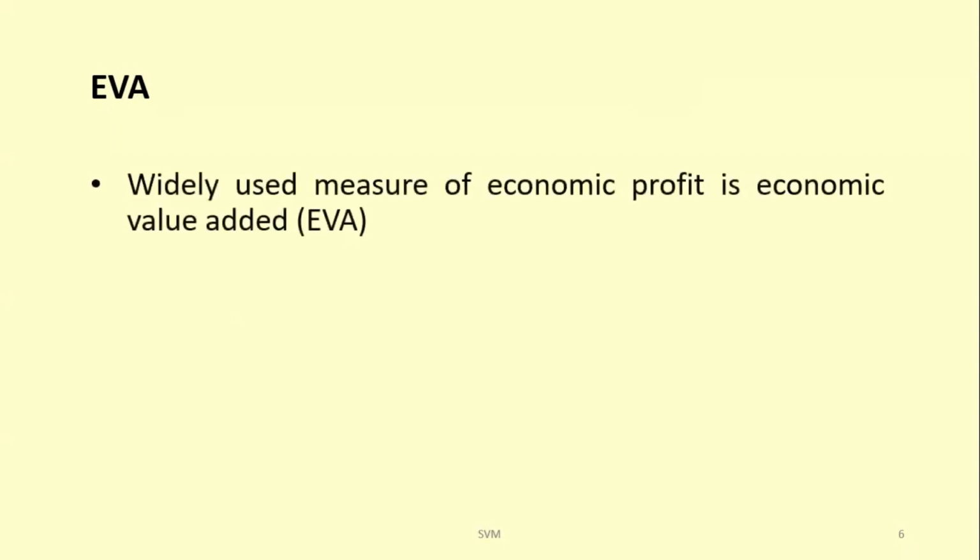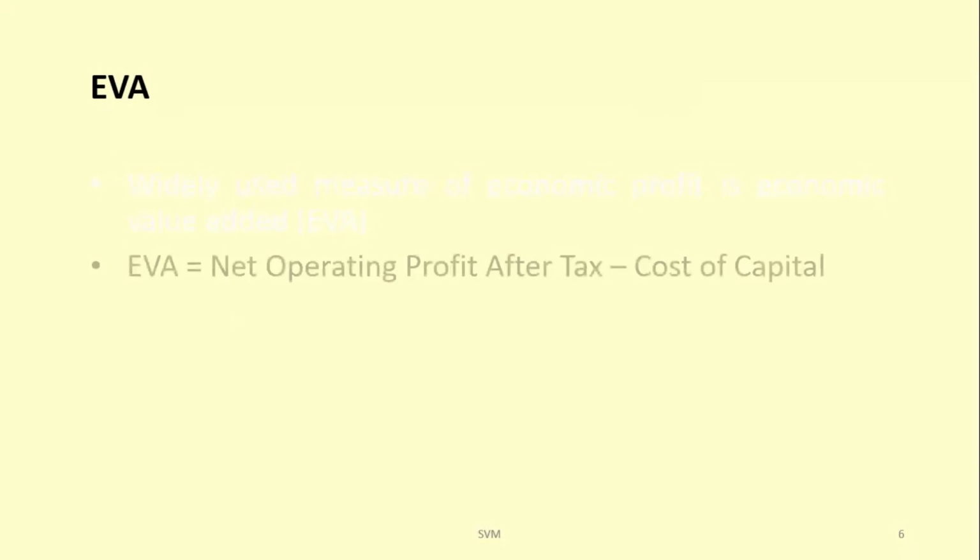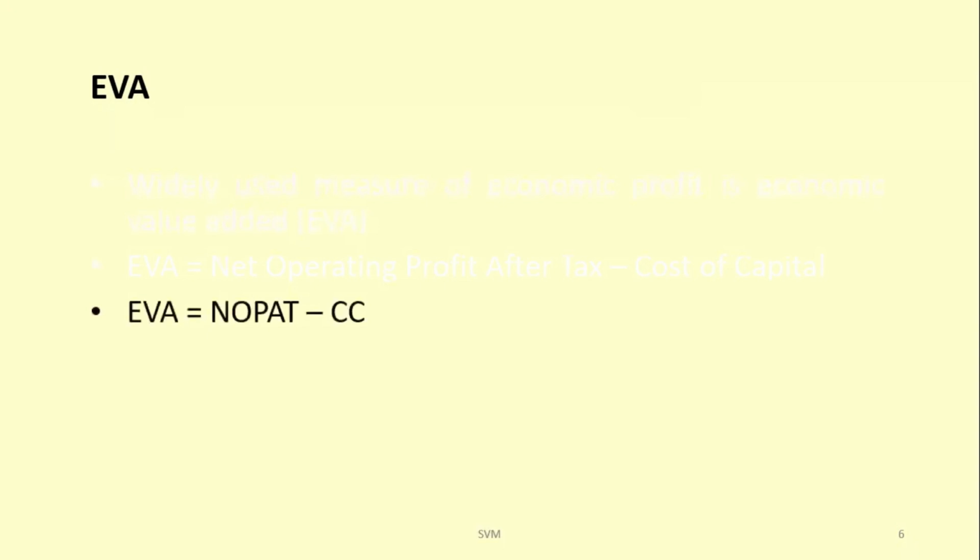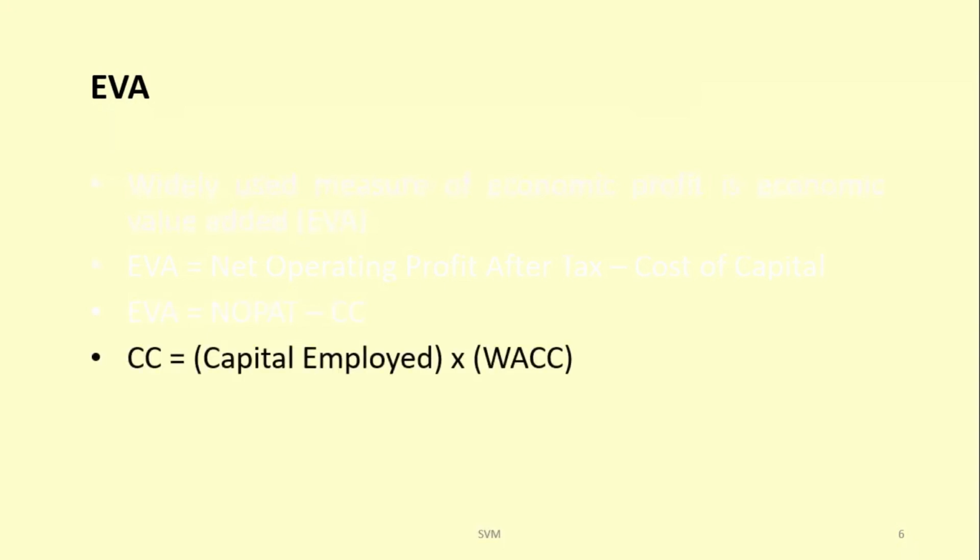Another important measure is EVA, which is economic value added. It is basically a financial performance metric which measures the value a company generates in excess of its cost of capital. It is a widely used measure of economic profit, and it is calculated as net operating profit after tax, that is NOPAT, minus cost of capital. Cost of capital can be calculated as capital employed multiplied by the weighted average cost of capital.